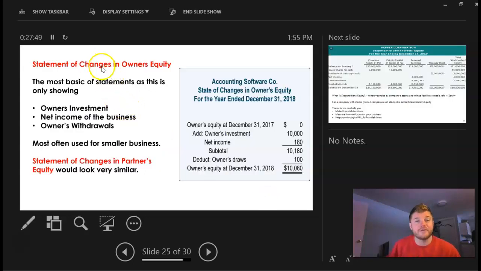So the statement of changes in shareholders equity is basically the owner's investment, the income of the business, and then also if the owner took any money for themselves. So this is most often used for smaller business, and this is what it would look like. So the owner invested $10,000 of their own. They made a net income of $180, not a very good year, it seems like, and they withdrew $100 of that for something. So therefore, they are worth $10,080 over the year.